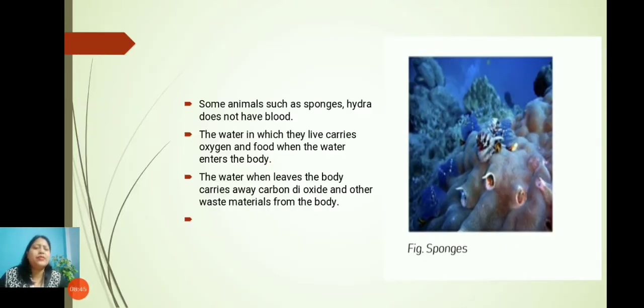Now some animals such as sponge and hydra do not have blood. The water in which they live carries oxygen and food when it enters the body. When the water leaves the body, it carries away carbon dioxide and other waste materials. These are very simple living organisms. They don't have a well-defined blood circulatory system.